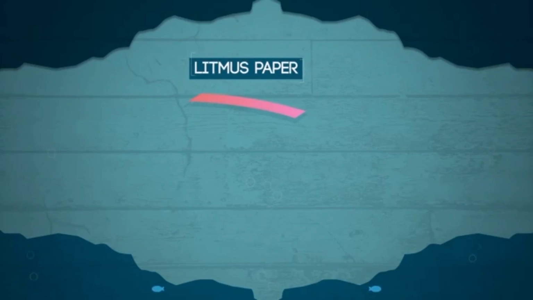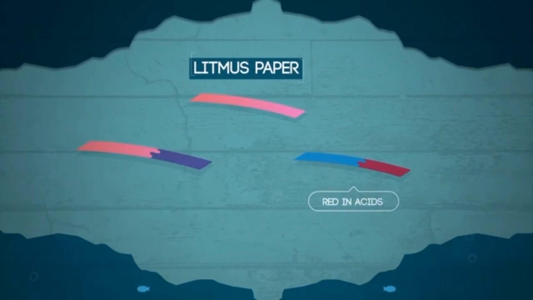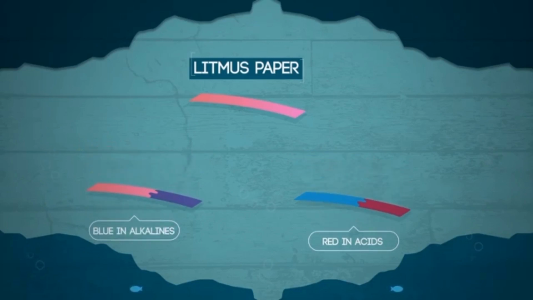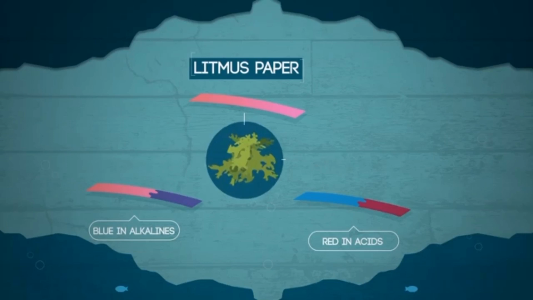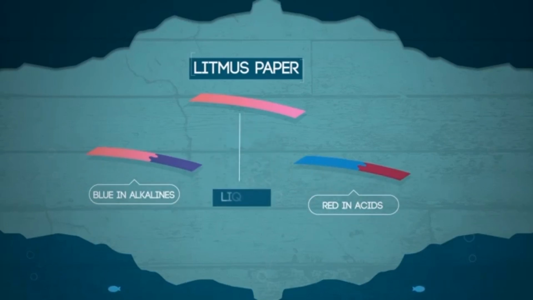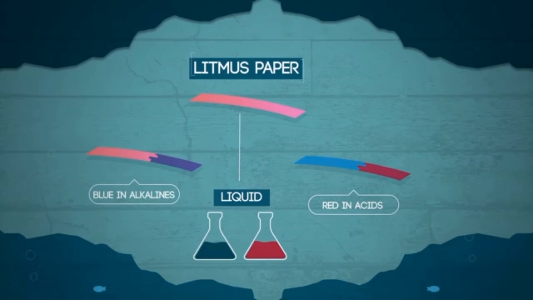Litmus paper is a simple indicator that tells us whether something is acid or alkali. Litmus is red in acids and blue in alkalis. Litmus paper is made from lichens, which have been used to dye cloth for hundreds of years. It can be used as a liquid or paper. The paper is easier and more reliable. It comes as red litmus paper and blue litmus paper.